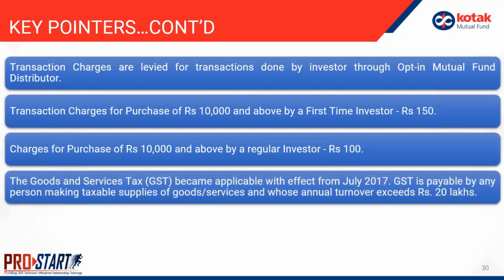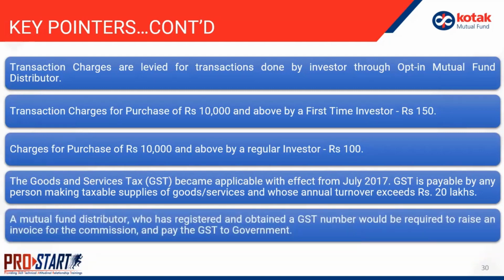GST becomes applicable with effect from July 2017. It is payable by any person making taxable supplies of goods and services whose annual turnover exceeds 20 lakhs. A mutual fund distributor who has registered and obtained a GST number would be required to raise an invoice for the commission and pay the GST to government.